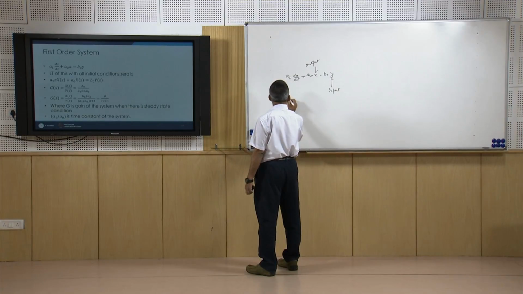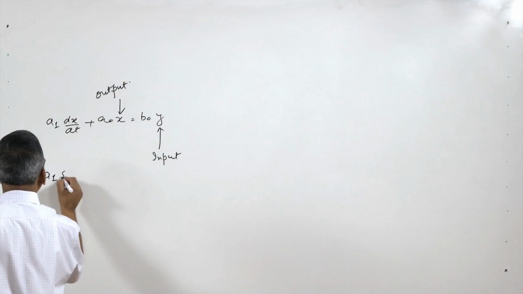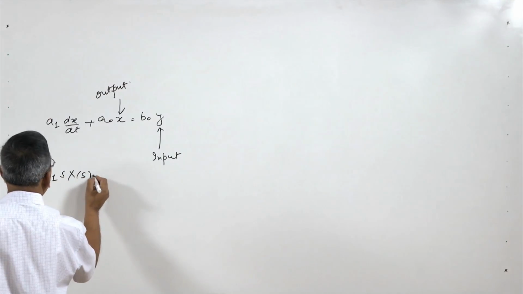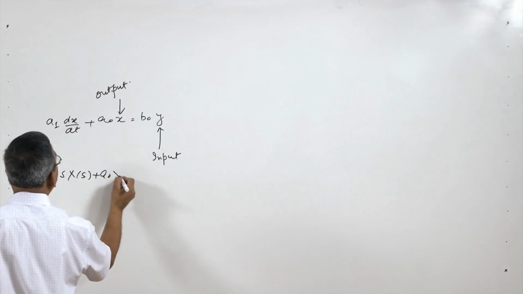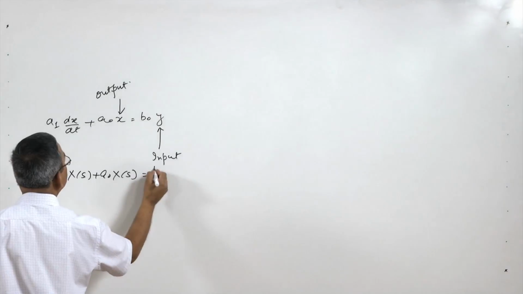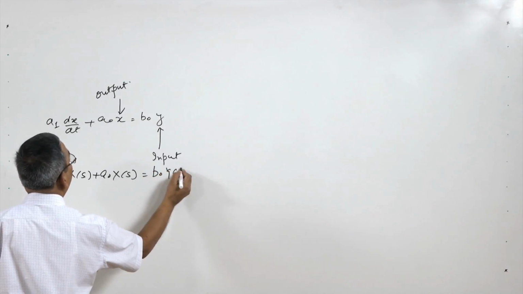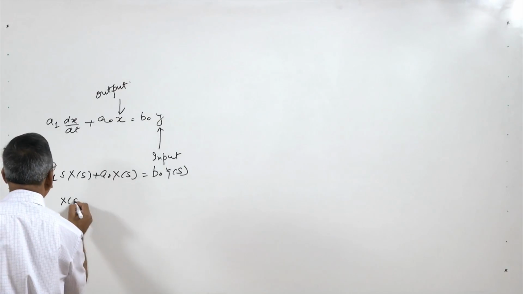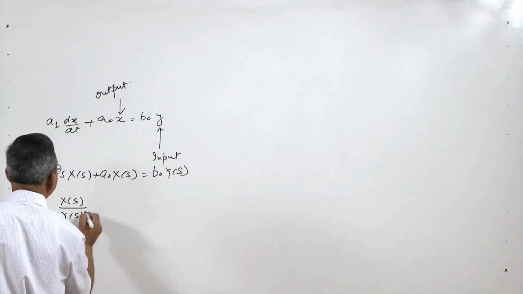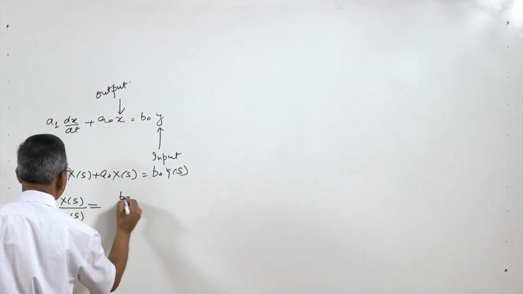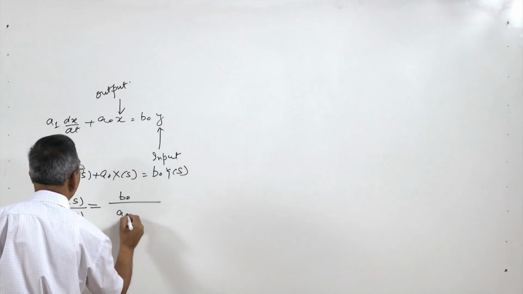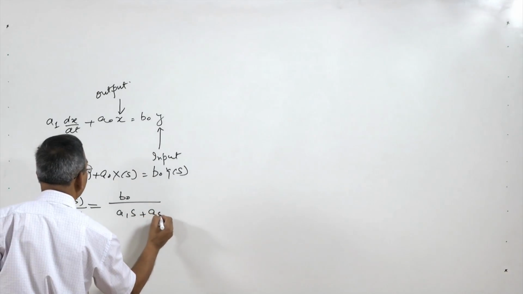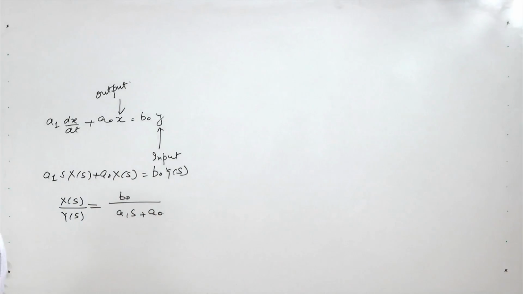This will be a1 into s times X(s) plus a0 times X(s), equal to b0 times Y(s). From here I can get the output by input, X(s) by Y(s), as b0 divided by a1 s plus a0. So, this is what is here.